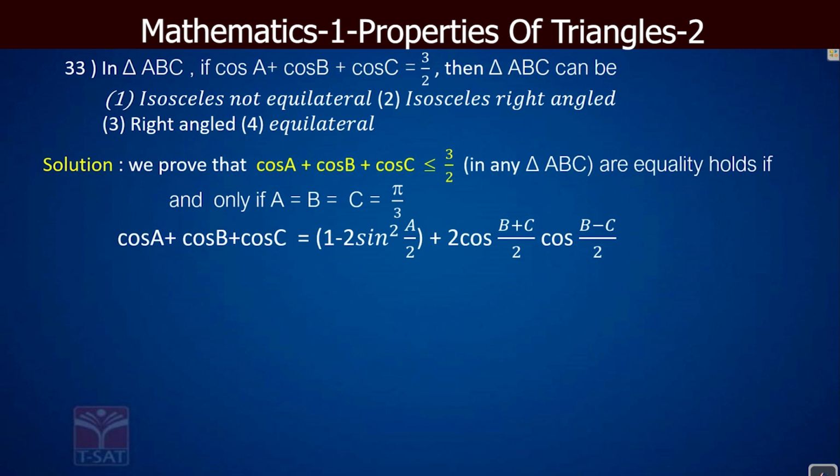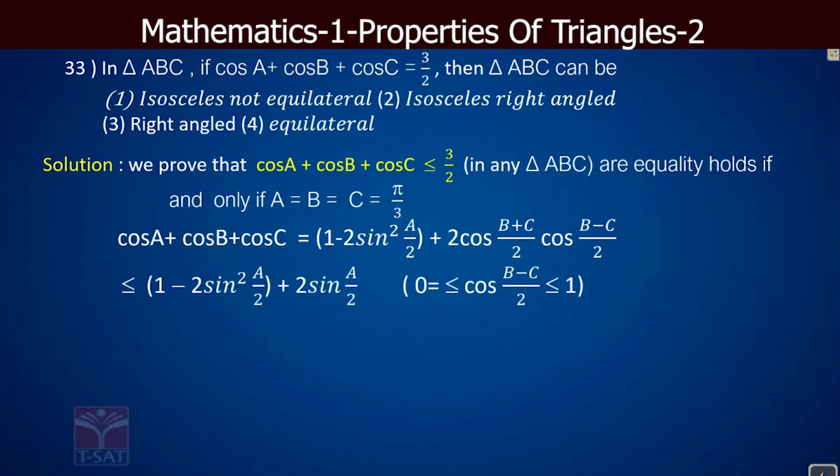So that is less than or equal to 1 minus 2 sin square A by 2 plus 2 sin A by 2. But this is equal to 1 minus 2 [sin A by 2 squared minus 2 into sin A by 2, that is, 2 into (sin A by 2 minus half) whole square plus half]. Here I have adjusted the terms. That is, the right hand side is less than or equal to that one.